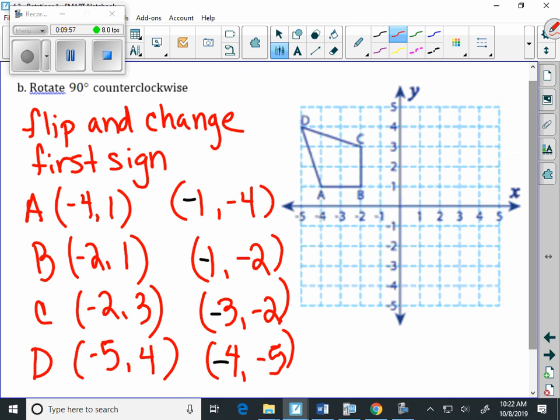-1, -4. There's our new A. -1, -2. Here's our new B. -3, -2. There's our new C. And -4, -5 is our new D. And I need to just check here real quick. Did I graph C right?